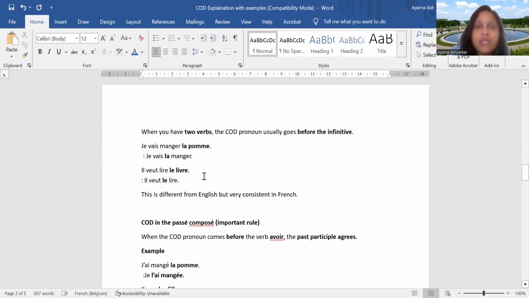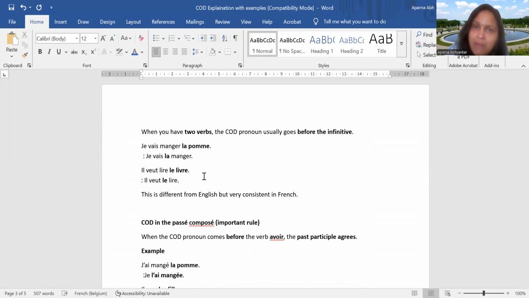Je vais manger la pomme. Here, manger is in the infinitive form and vais is the conjugated verb. So, future proche construction, if you remember: I'm going to eat the apple. Je vais manger la pomme. Again, after the verb, we ask qui or quoi? La pomme. So the answer is the direct object.